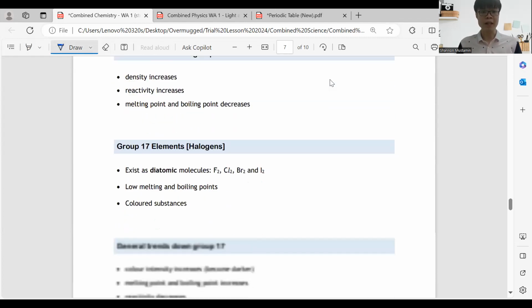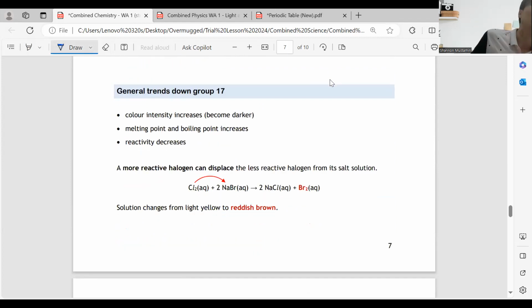Okay, then for group 17, last point. Group 17, very commonly tested concept is displacement reaction. A more reactive group 17 element or halogen can displace a less reactive halogen from its salt solution. To simplify things, compound. I know a lot of students struggle to understand what is a salt or what is a solution. Just compound. Okay, for those that learned the reactivity series, it is exactly the same. More reactive kicks out less reactive.